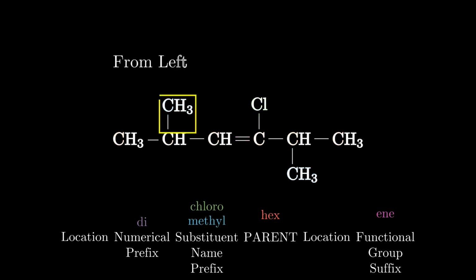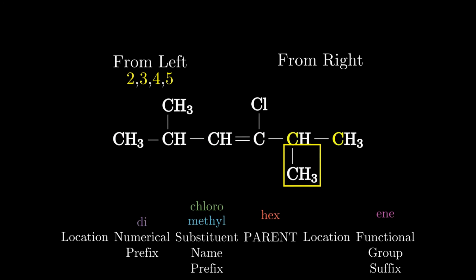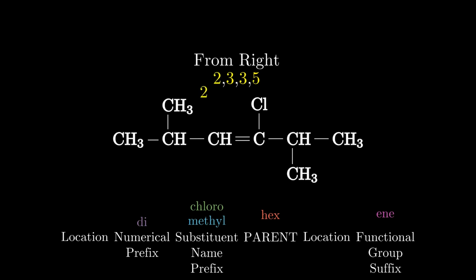When we number the locations of these groups from the left, we get a 2, 3, 4, and a 5. When we switch directions and number the locations from the right, we get a 2, 3, another 3, and a 5. It may be difficult to spot, but it is actually the chlorine that has a smaller number when we go from the right.